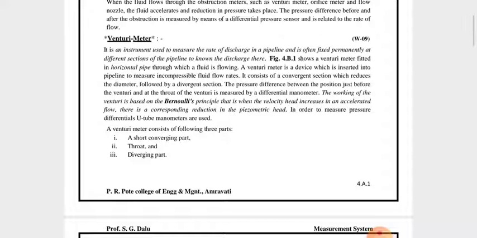It consists of a convergence section which reduces the diameter, followed by a divergence section. The pressure difference between the position just before the venturi meter and at the throat of the venturi meter is measured by a differential manometer. Whatever the pressure at the convergence section and at the throat, it is measured by the manometer, as shown in the figure.